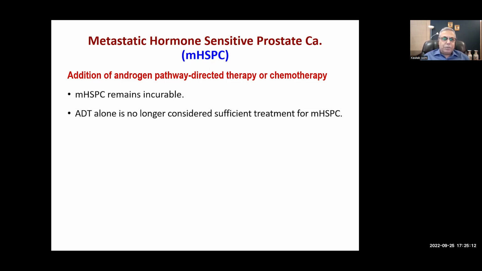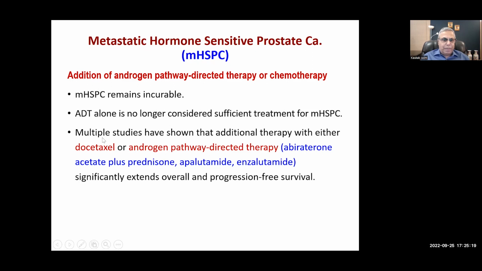What do we give in addition to that? It is this androgen pathway-directed therapy or chemotherapy. There are two drugs in that. Number one is docetaxel. So with androgen deprivation therapy, you add docetaxel, or you add an androgen pathway-directed therapy, which is abiraterone. Okay.